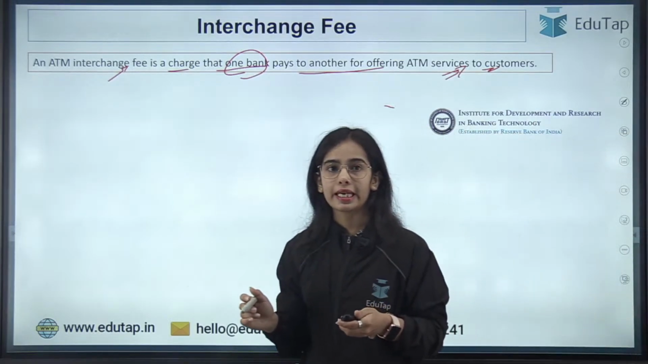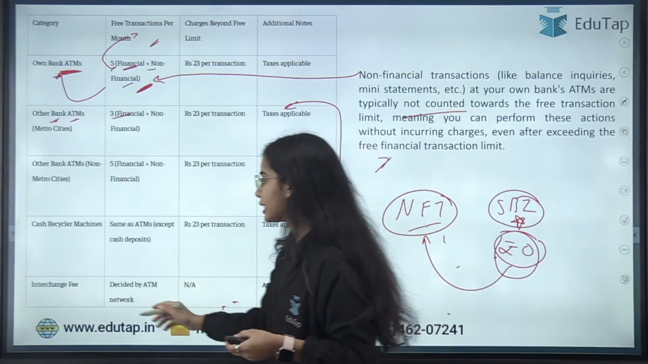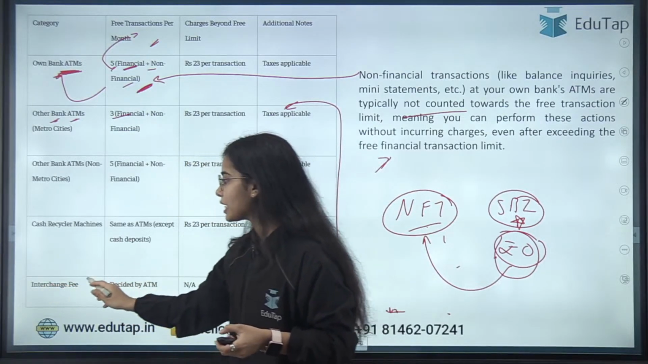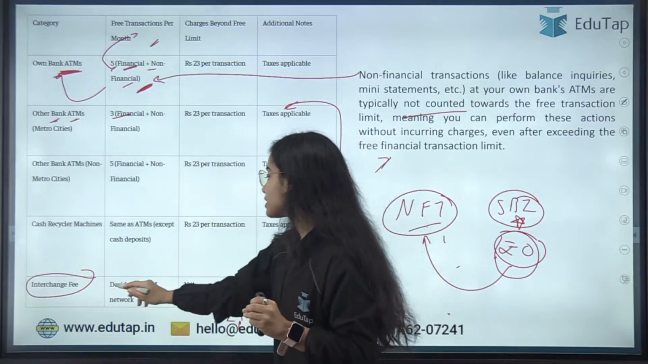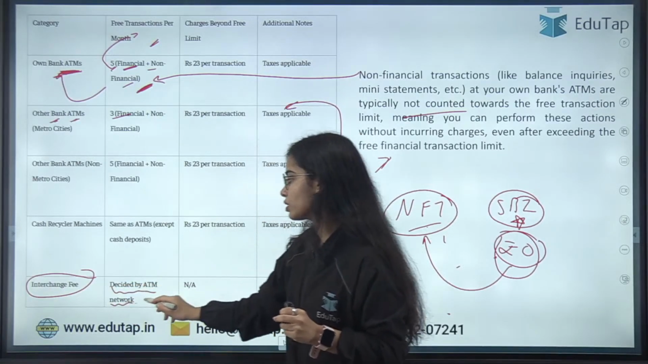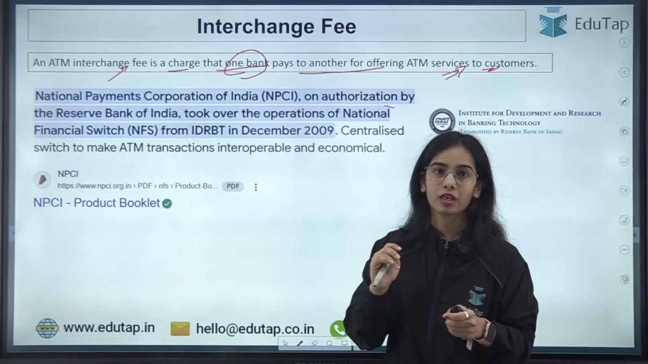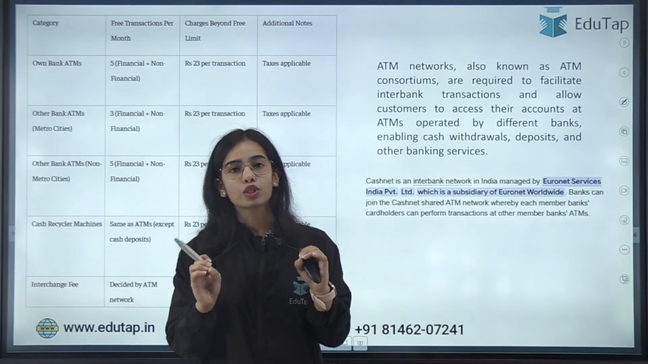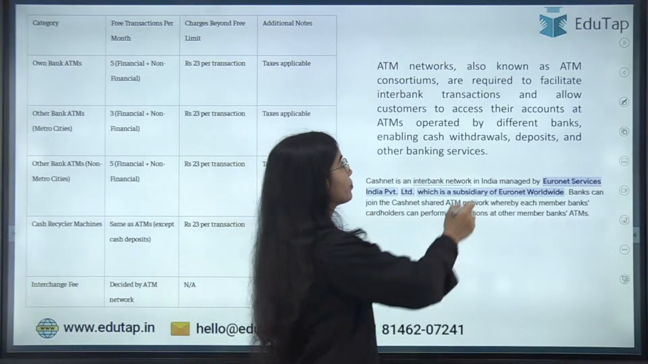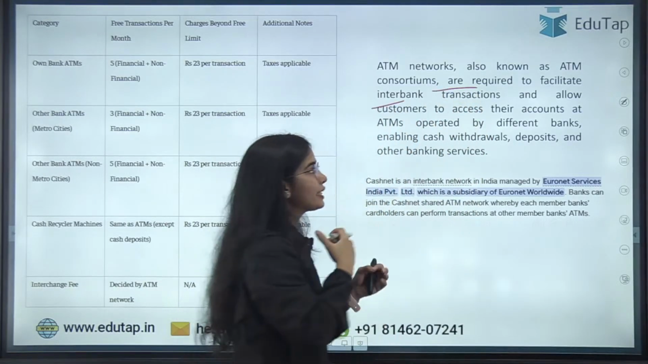Now it is said that the RBI is not deciding the interchange fee. It is said that the interchange fee can be decided by the ATM networks. Here you can see the ATM networks, they are also known as the ATM consortium. They are required to facilitate interbank transactions.